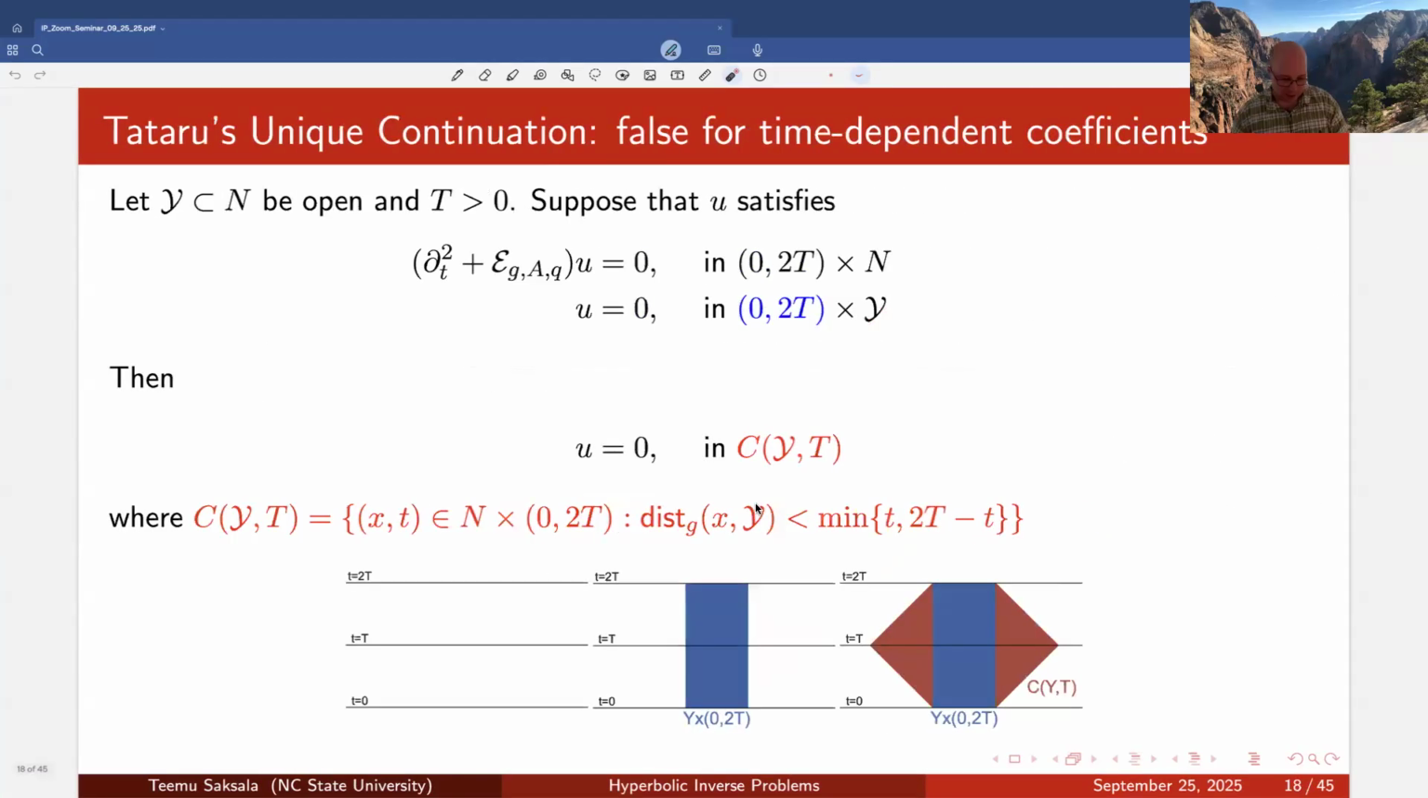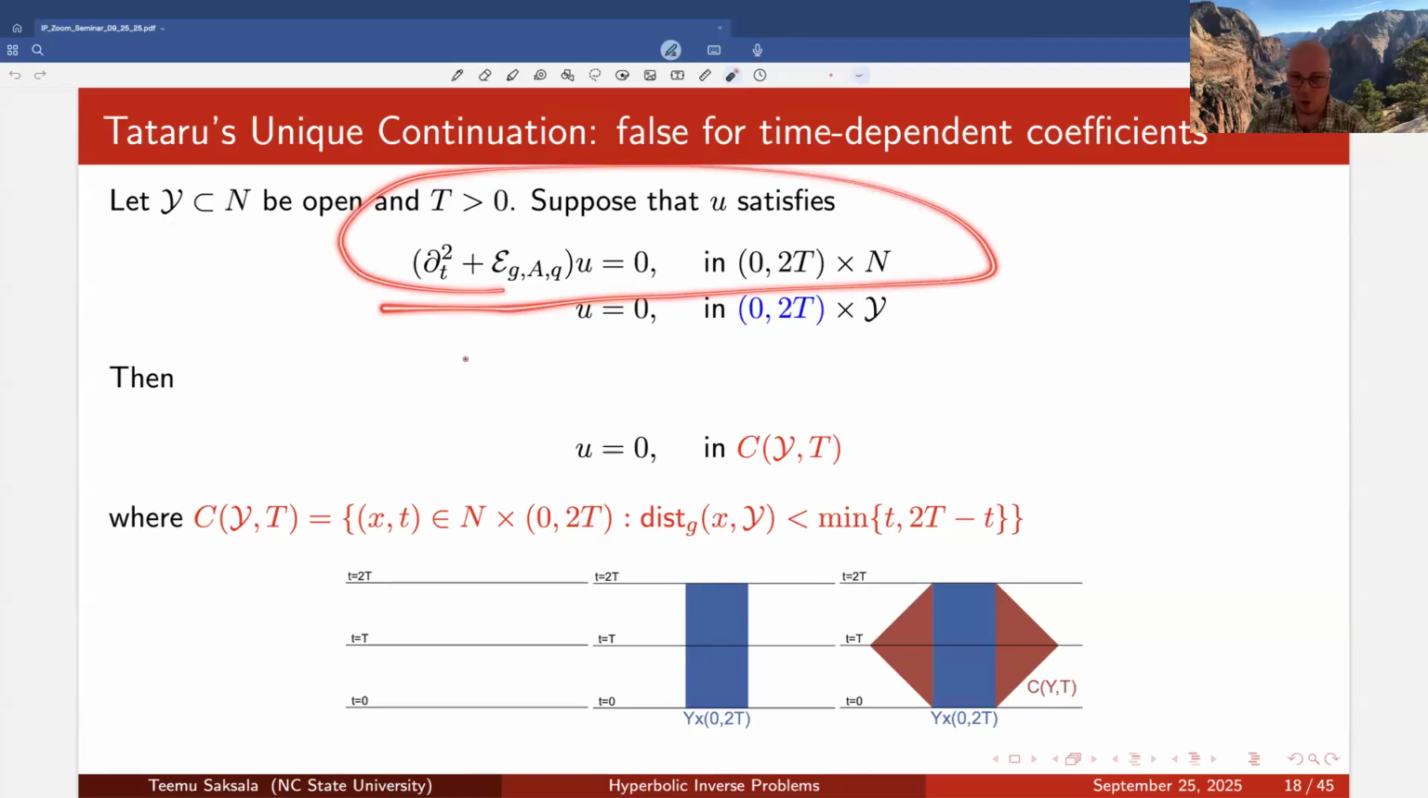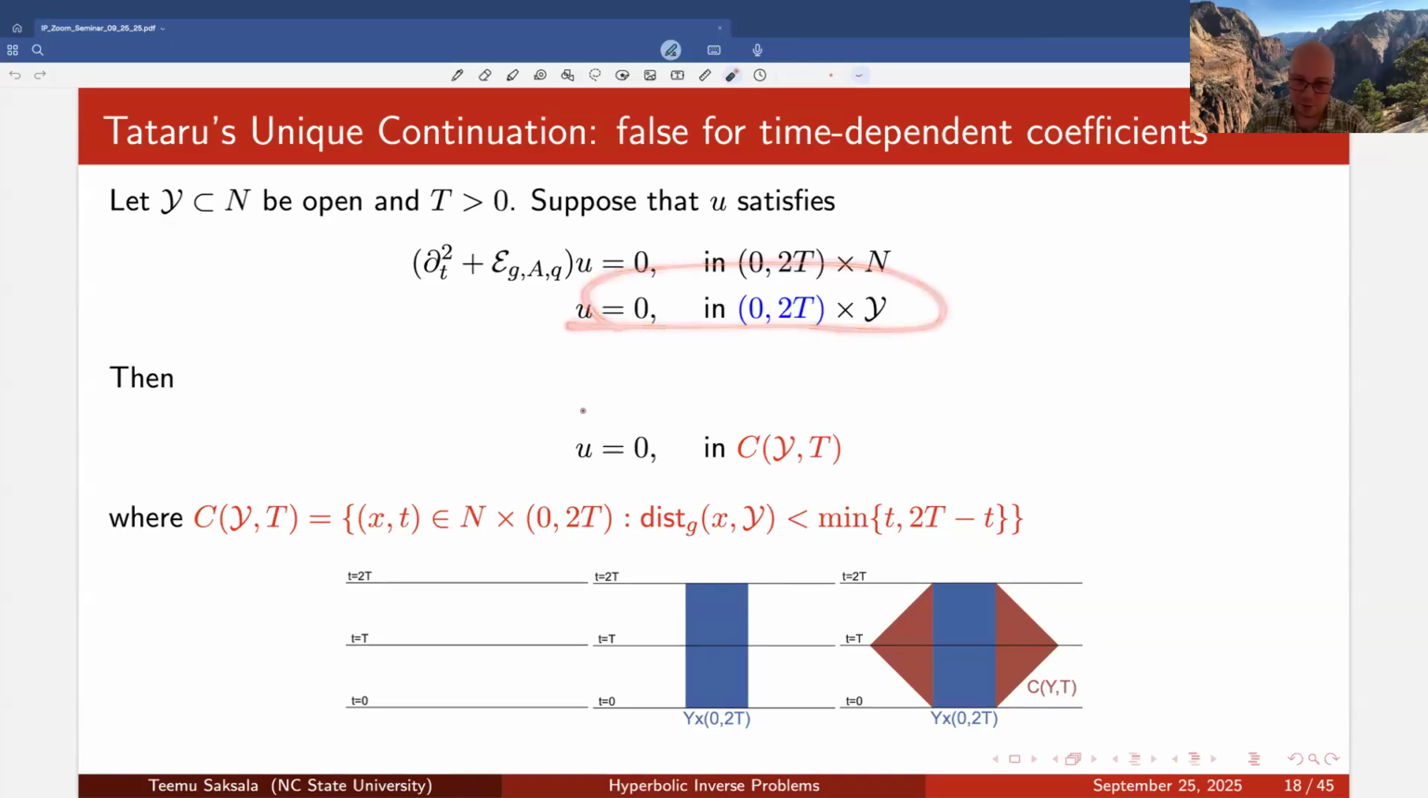Then there is a complementary result. This previous result showed the largest set where the wave might live, and this is saying what is the largest set where the wave must die. So we are looking at some open set Y and measurement time t. Let's say that I solve the wave equation in my whole manifold, and I know a priori that my wave needs to vanish in this cylinder over here, in space-time.